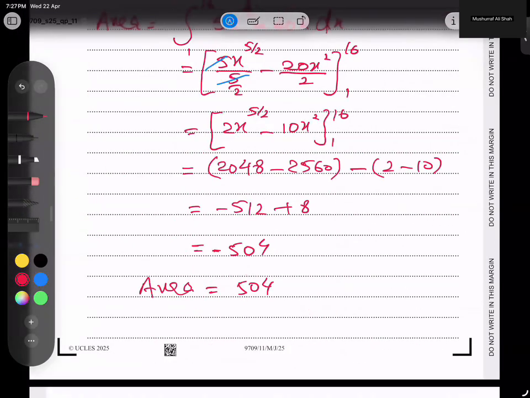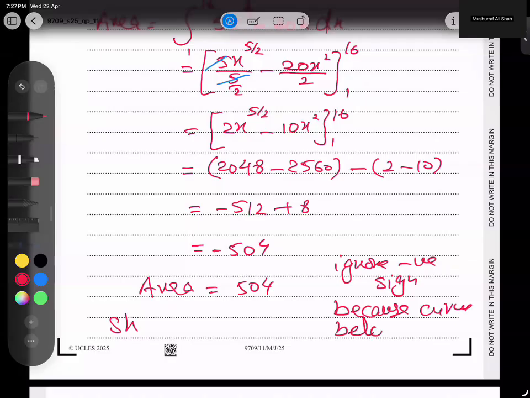So 225 over 2. And if I type it, so shaded area. So this is area, ignore negative. I'm writing the words here: ignore negative sign. Ignore negative sign, because curve below x-axis is not a reason to write, okay, but anyway.